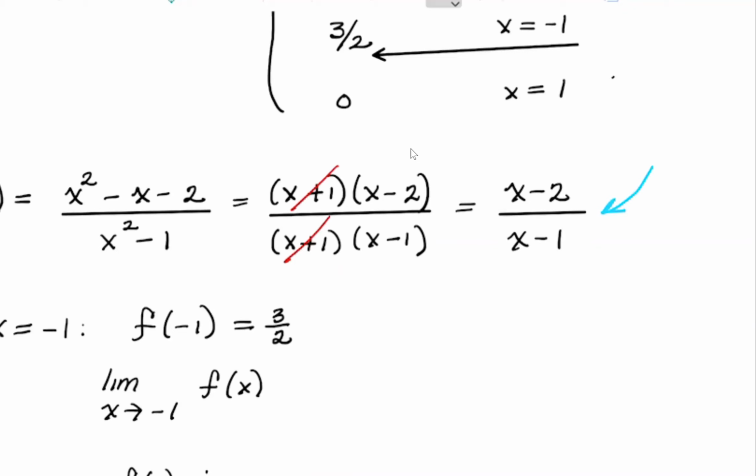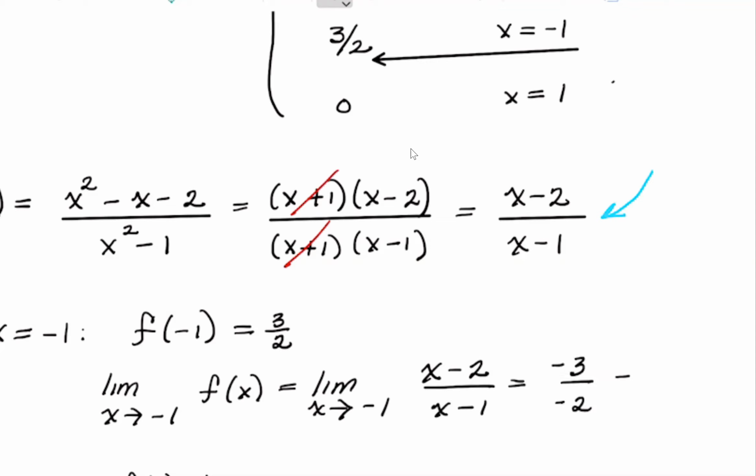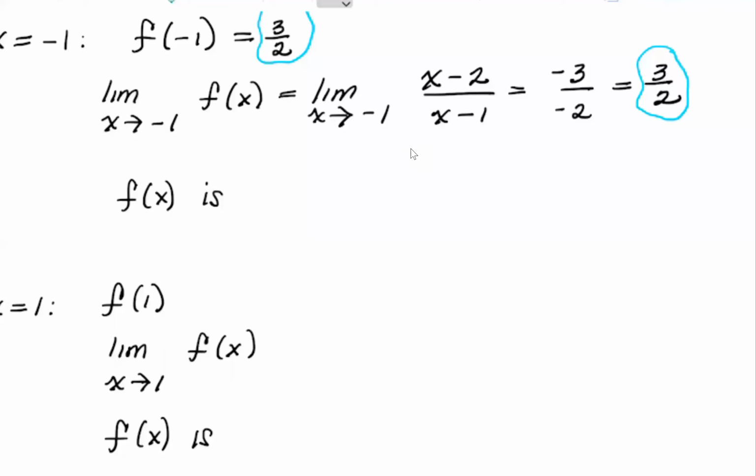So therefore, we get that the limit as x approaches -1 of f of x is the limit as x approaches -1 of x minus 2 over x minus 1, which is -3 over -2. So that's 3/2. So as we can see, the function value and the limit value are equal. So therefore, we can say f of x is continuous at x equal to -1.